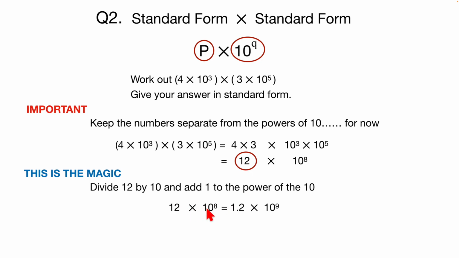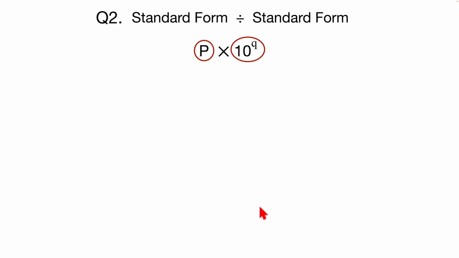So 12 times 10 to the 8, I divide that by 10, 1.2, and I add 1 to the power of 10. So this is 10 times bigger, this is 10 times smaller, and these two numbers are the same. More work for your calculator if you don't believe me. That is in standard form.